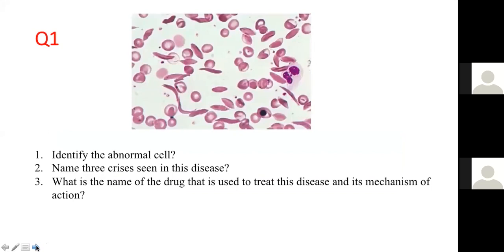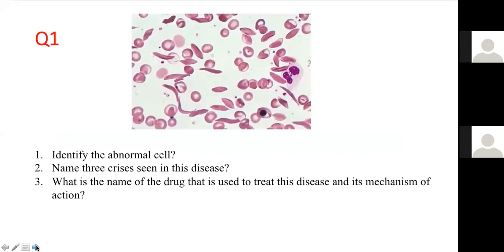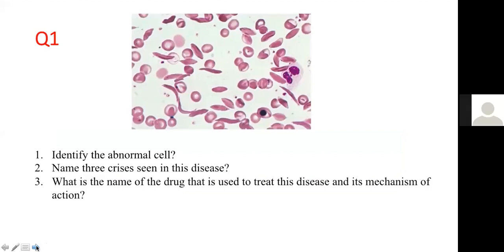So we have shown you a picture of a peripheral smear, and there are questions which have been posed. The first question is, identify the abnormal cell, name 3 crises seen in this disease, and what is the name of the drug which is used to treat this disease, and what is the mechanism of action. So look at the slide and go through the questions, and maybe somebody can answer this question, and then we can discuss it.